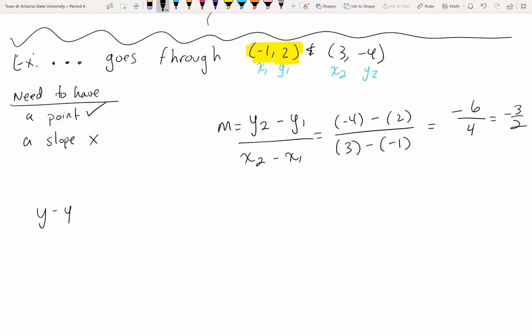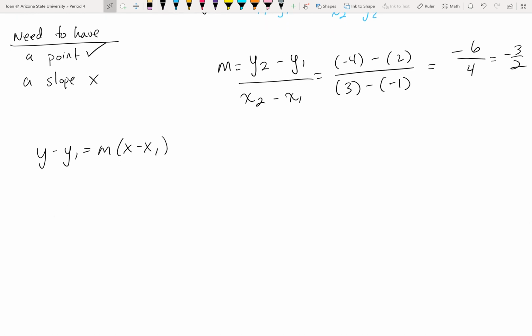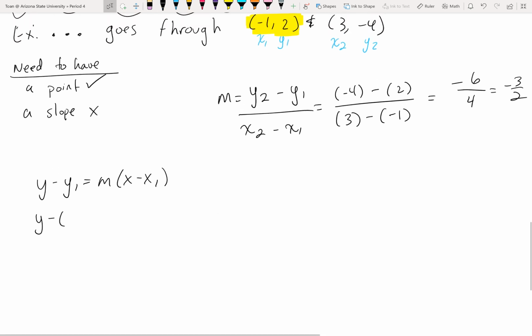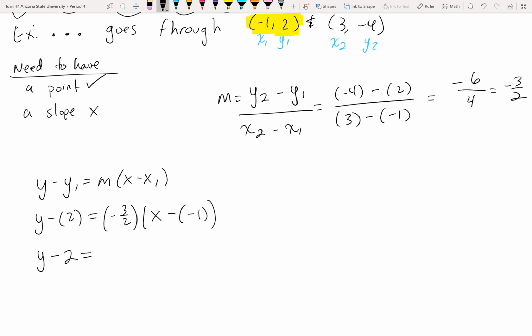So y minus y sub 1 equals m times x minus x sub 1. You guys get the idea? Can I fast forward through this? All right. So I'm going to blaze through this, but you guys know all I'm doing is I'm substituting and solving for y. So my point was, I scrolled up. Y sub 1 was 2 equals m was negative 3 halves, x minus x sub 1 was negative 1. Y minus 2 equals, distribute, negative 3 halves x.